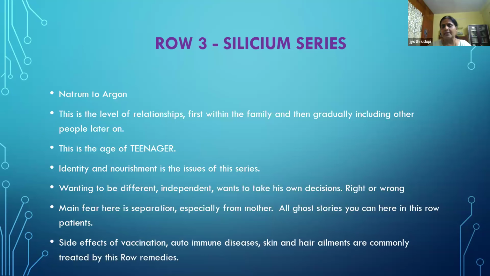Third is the Silicea series, Natrum to Argon. This is the level of relationships, first within the family and then gradually including other people later on. This is the age of the teenager. Identity and nourishment is the issue of this series. We have given so many mineral remedies and helped so many patients in anxiety, depression, and panic attacks because of this.